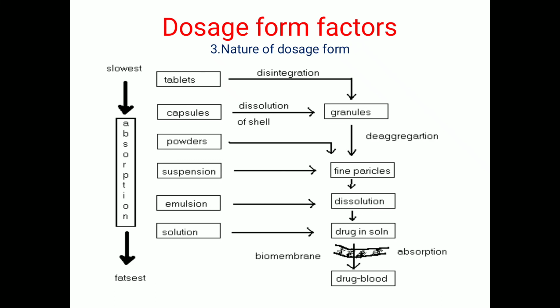Powders: fine particles, dissolution, then absorption. Emulsion: firstly drug dissolution and then absorption. Solution means the drug is already in solution form, so the drug is directly absorbed into the systemic circulation. So from this image we come to know that the rate of absorption is fastest in case of solution, while the rate of absorption is lowest in case of tablets. So as we move from solution to the tablet, the rate of absorption decreases. This mainly depends upon the complexity of the dosage form.